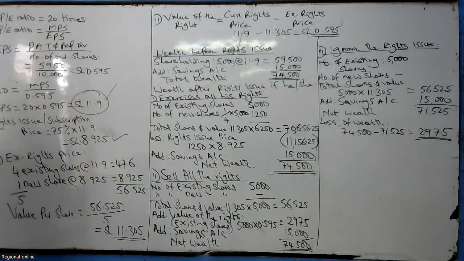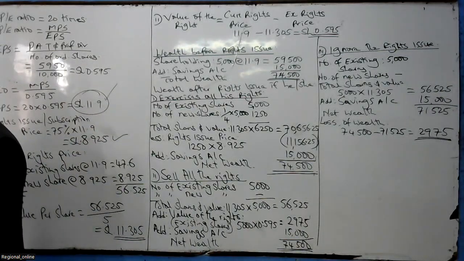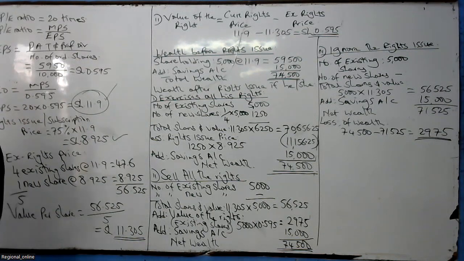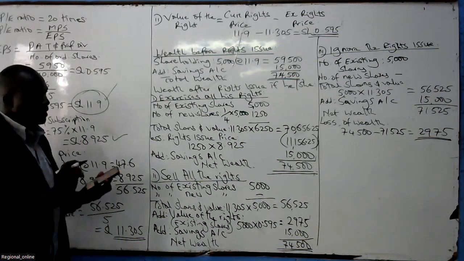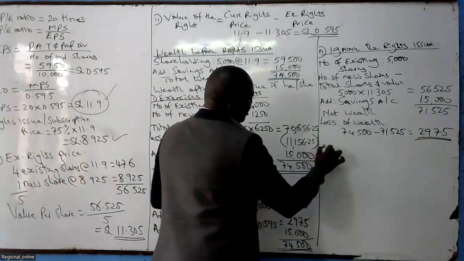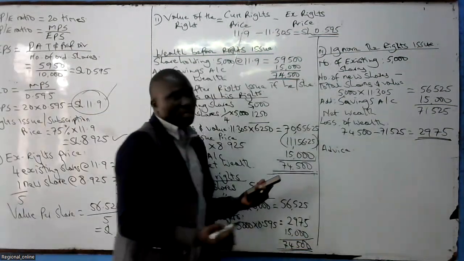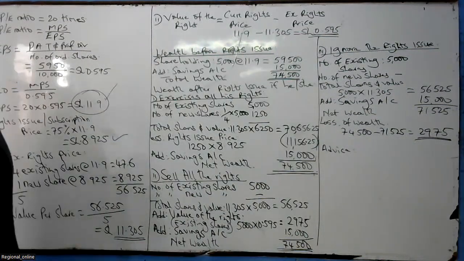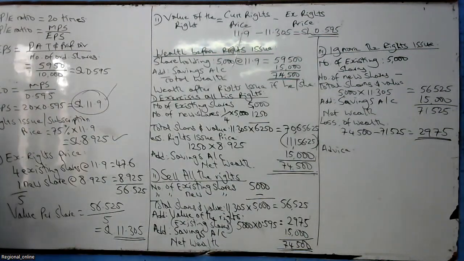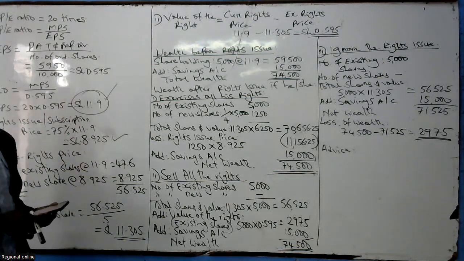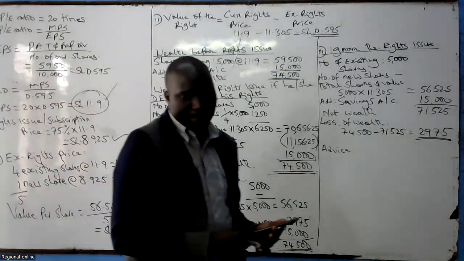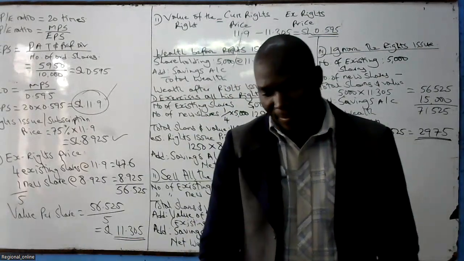So what would be your advice? Yeah, the advice and identify the best option to the investor. So the investor should either exercise the rights or sell the rights. That is the advice. The investor should either exercise the rights or sell them. So that is it for the rights issue.